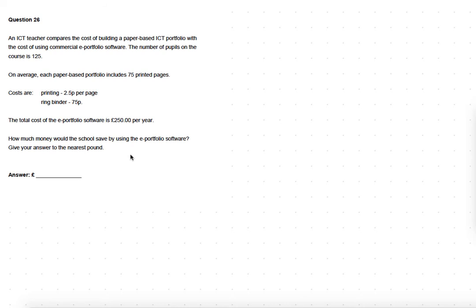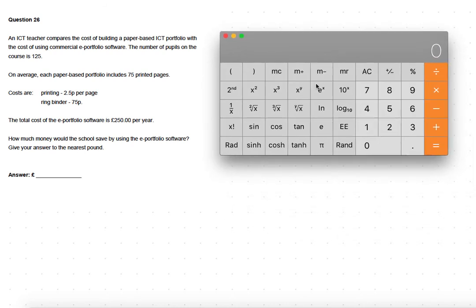I'm going to bring the calculator in, and with these questions I tend to teach people to work out what the cost of one of these portfolios is for one person, and then we can multiply through by however many people we've got. It keeps it simpler, so you can visualize this. You just personalize it, make it as if it's your portfolio, and think, well, what's this portfolio made of?